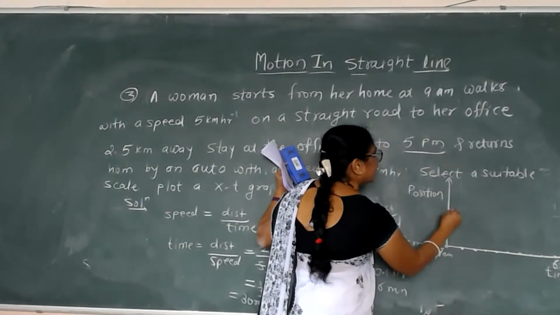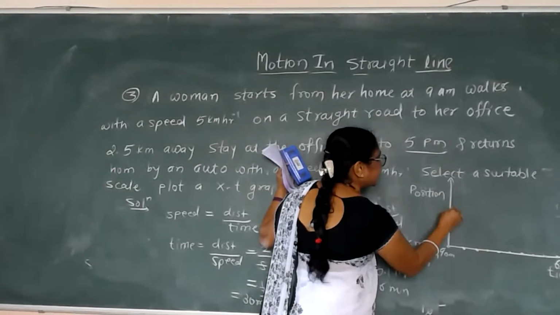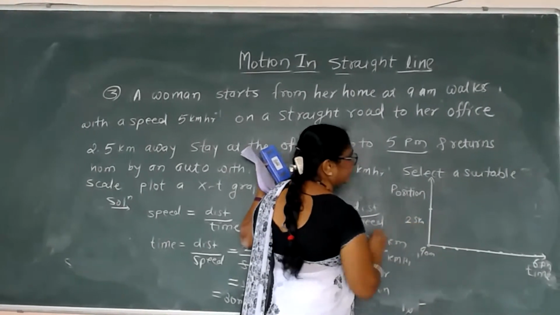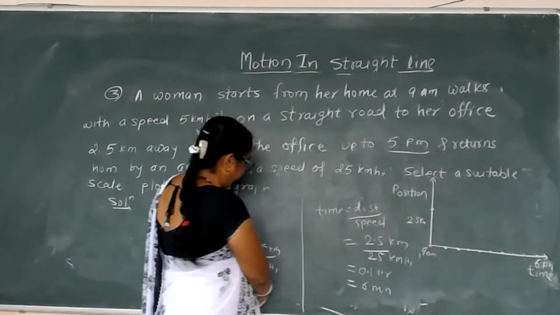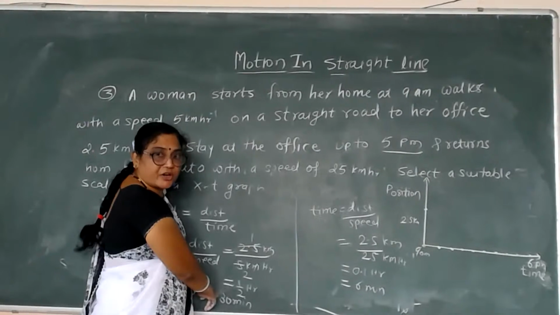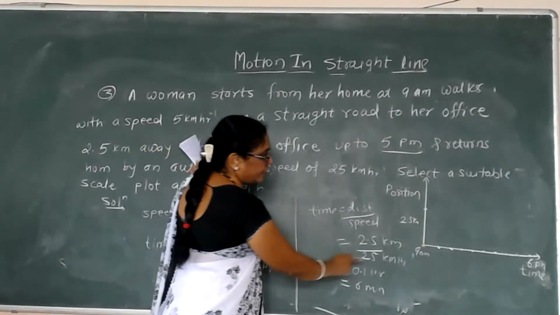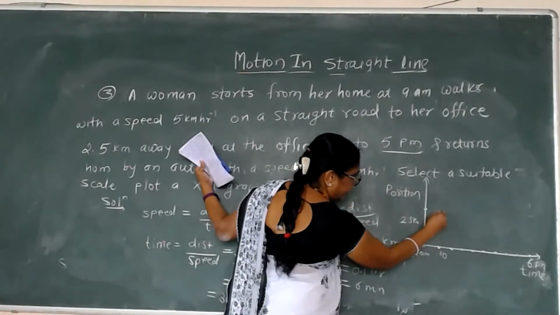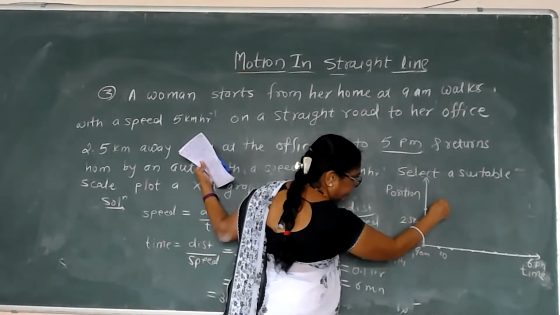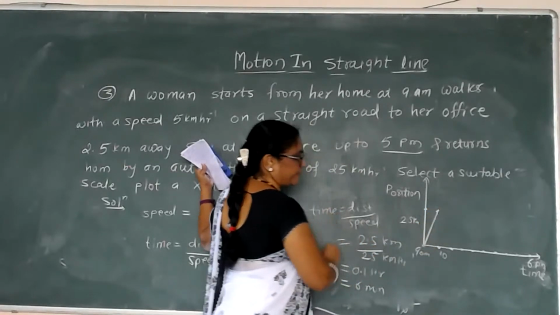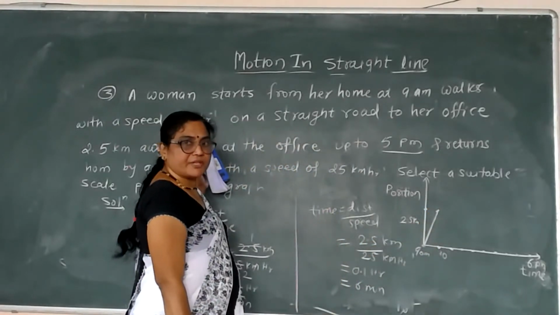From 9, the distance between home and office is 2.5 kilometers. But the time required to reach the office is 30 minutes. Therefore, 9 to 9:30 means here, the 10. So the time required to reach the office is 30 minutes. So this is the position-time graph when she reaches the office.